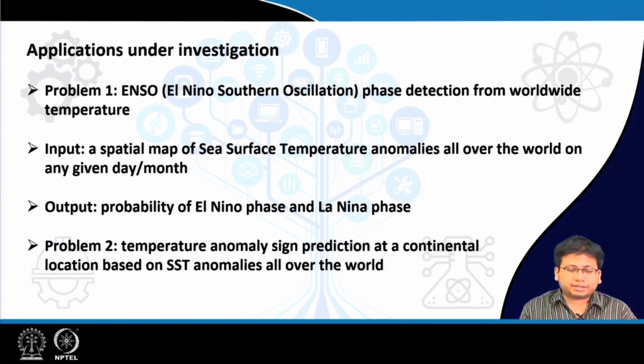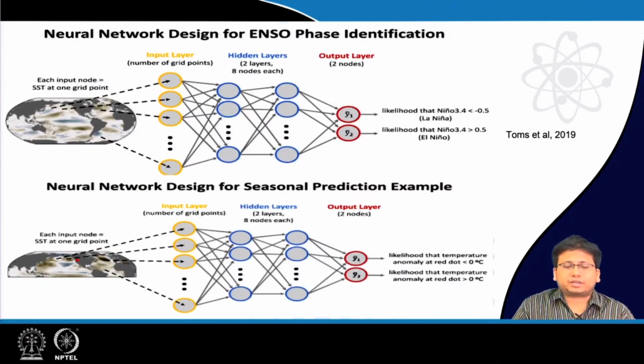The second toy problem we will consider is the sign of the temperature anomaly, positive or negative, on a particular continental region, some location on land, let us say Kharagpur. Let us say you have the sea surface temperature anomalies from all over the world. Based on that, you have to predict whether today in Kharagpur is going to be hotter than usual or colder than usual. That is, are we going to have a positive or negative temperature anomaly. This can also be cast as a seasonal prediction problem. Instead of a daily anomaly, we can consider a monthly anomaly. So is it a hot time in Kharagpur or a cold time in Kharagpur? That is what you have to understand based on the sea surface temperature anomalies all over the world.